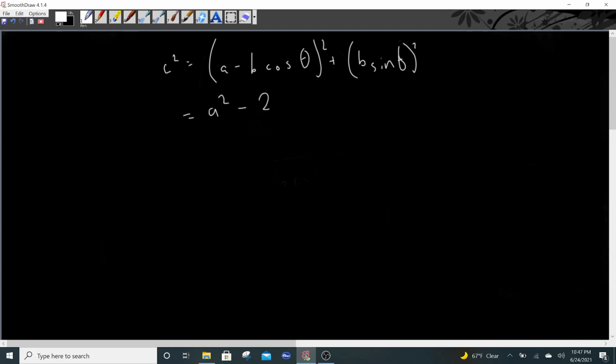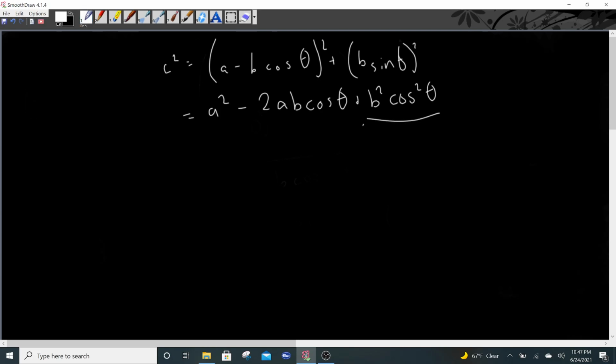and this is just algebra. We're not going to worry too much about this, but if C squared is equal to (A minus B cosine theta) squared plus B sine theta squared, then, and we're not going to do anything with our cosine thetas or sine thetas, we're just going to leave them as is. That would be A squared minus 2AB cosine theta plus B squared cosine squared theta. Cosine or sine or anything squared written as cosine squared is just a different notation.